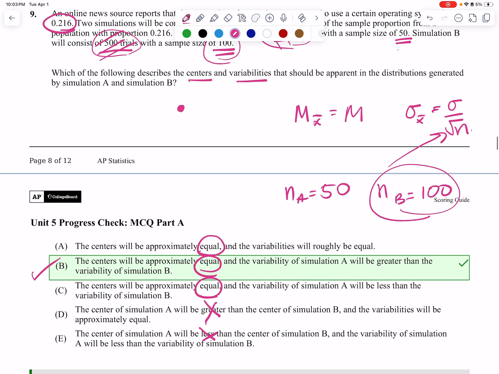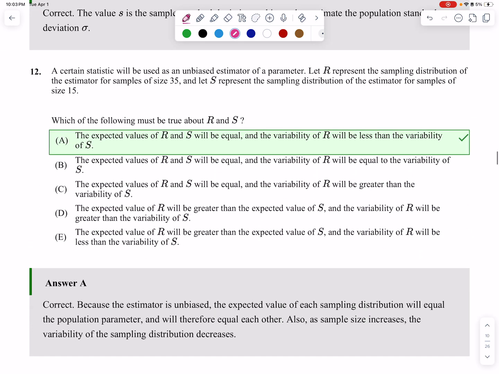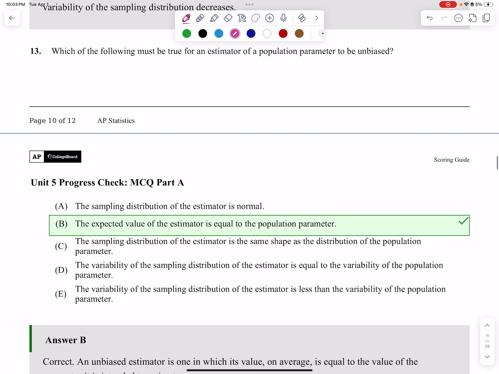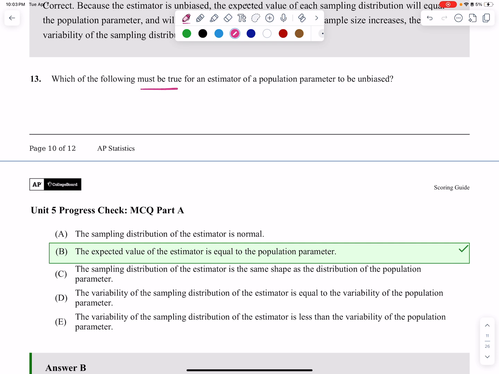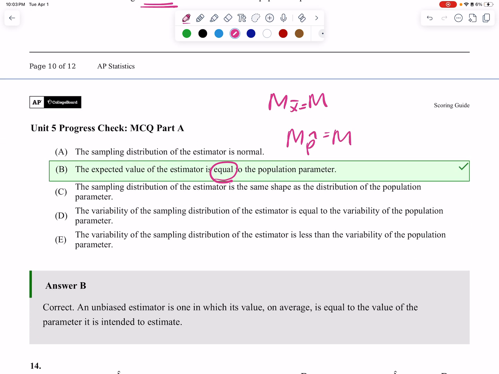Okay, let's go to number 13. Sorry. Okay, 13, it says, which of the following must be true? This is the main thing. Must be true for an estimate of the population parameter to be unbiased. Remember, to be unbiased, the expected value of the estimate has to be equal. That's exactly what we just talked about, that this is going to be equal to this. Or remember, we did this. So that's just saying that the estimator has to be the same. Okay, and that's just the definition.